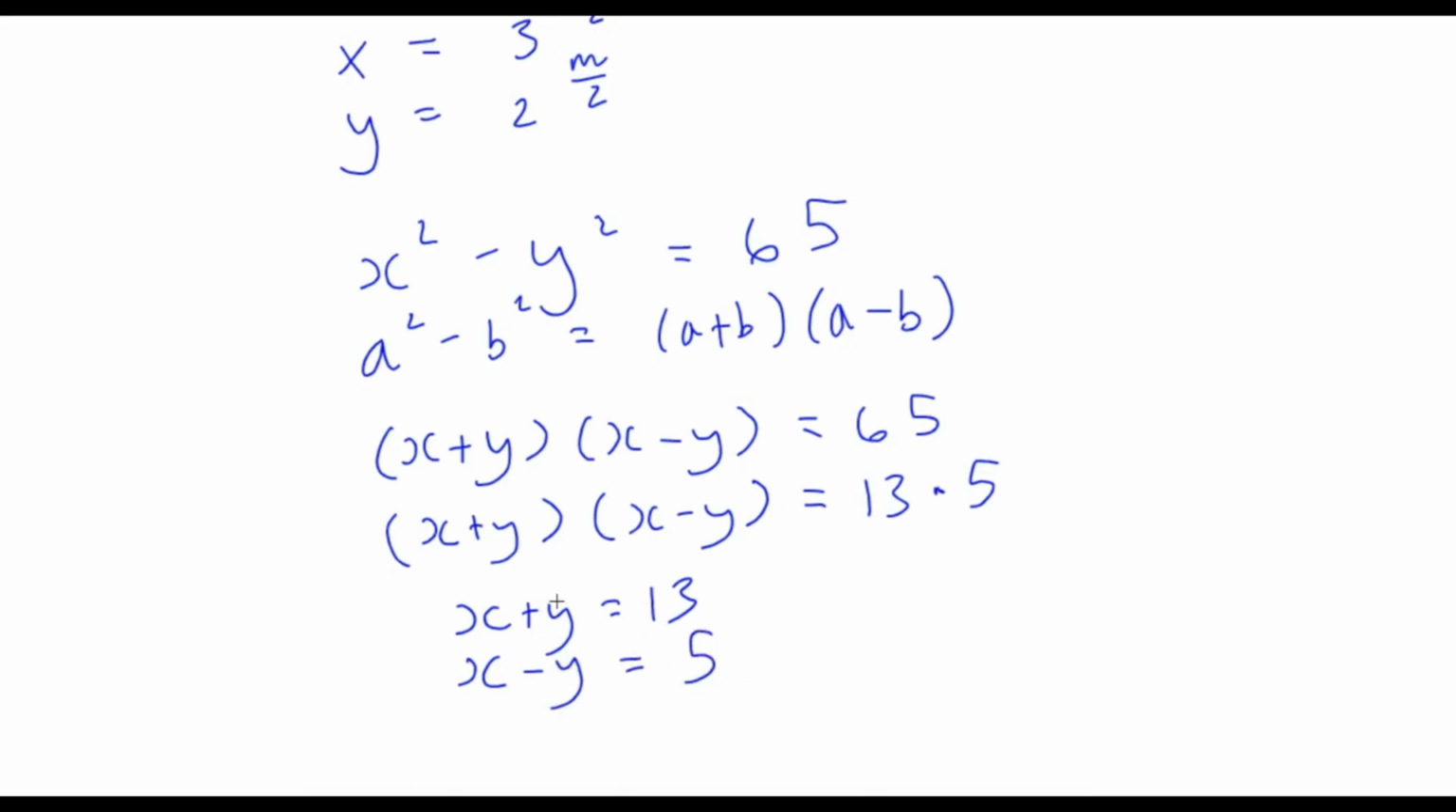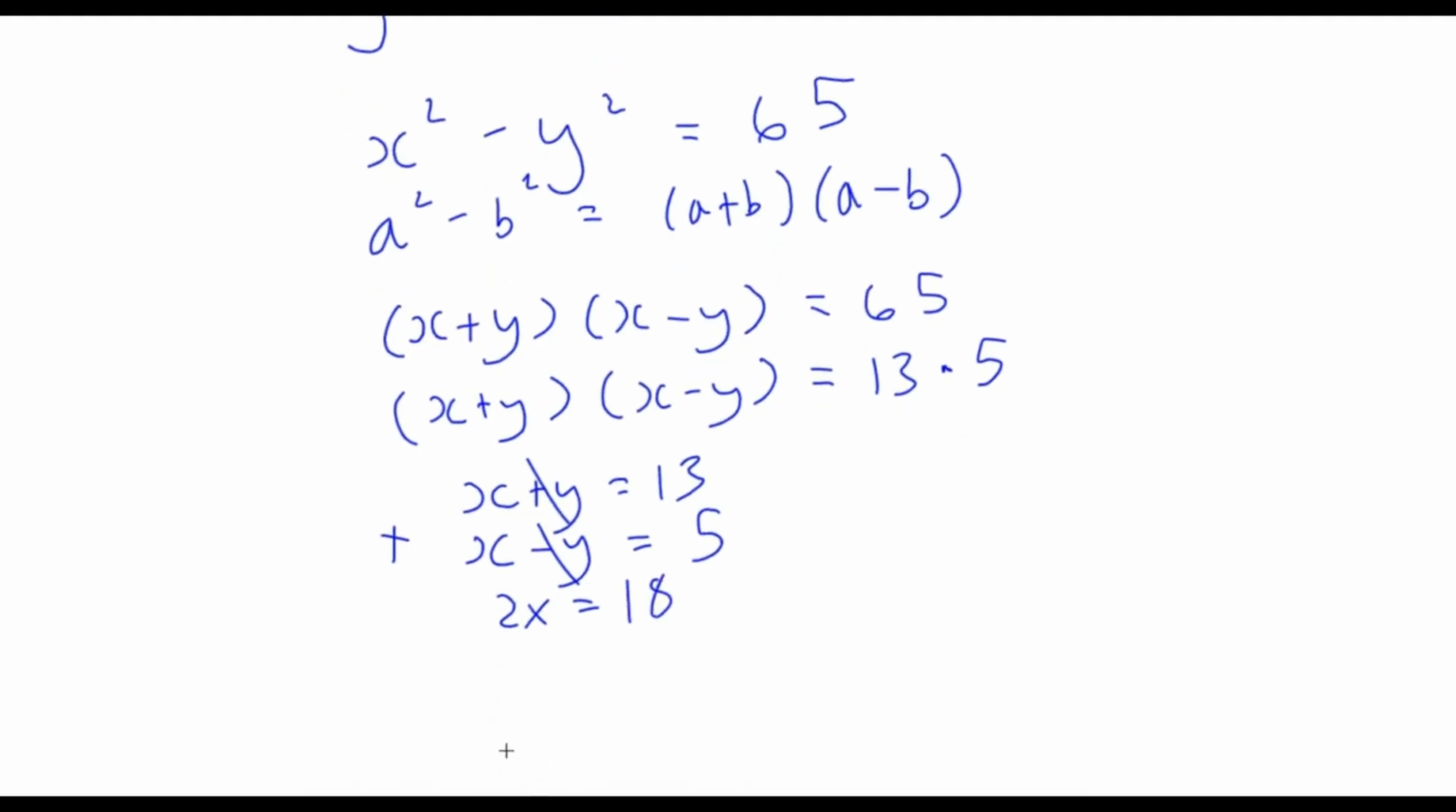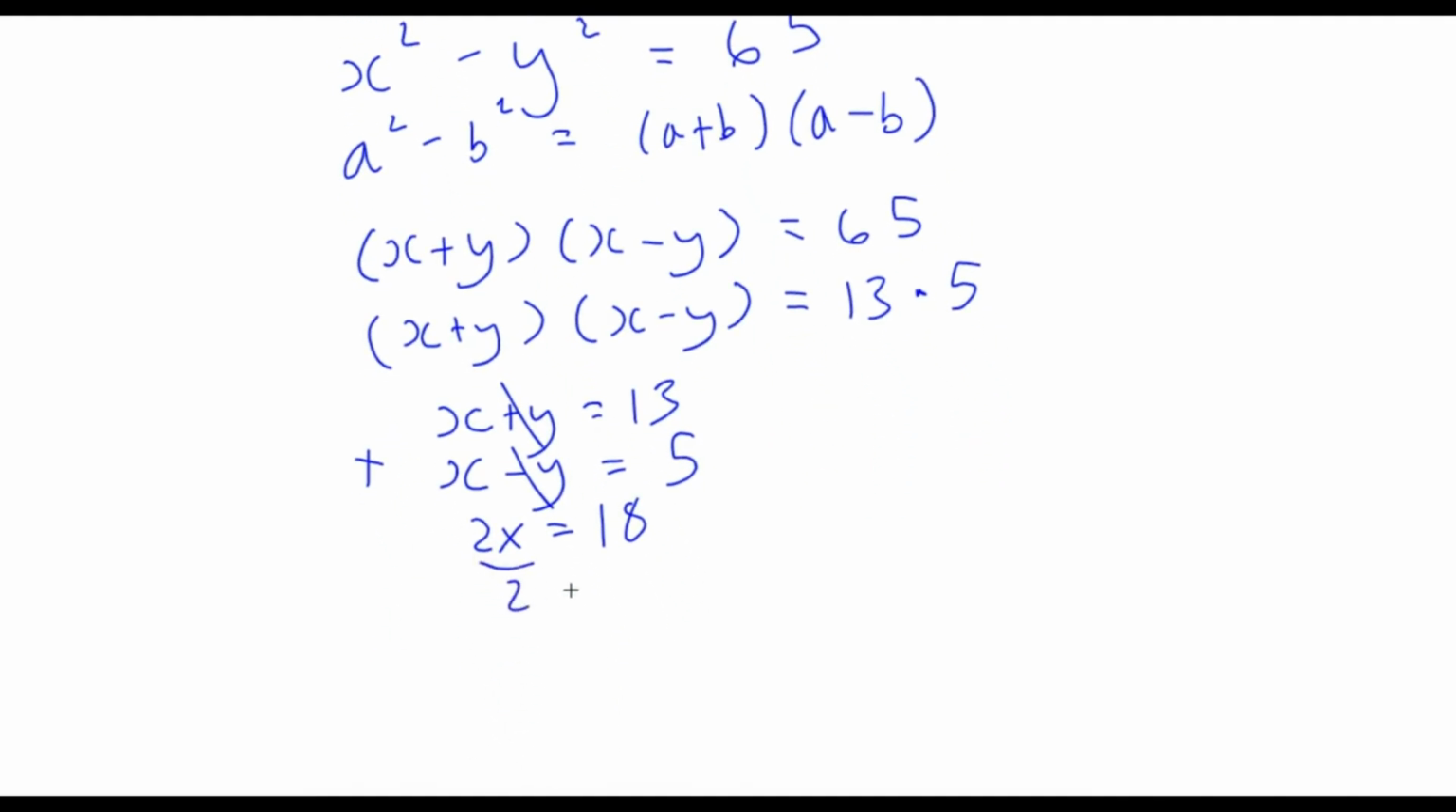So this is essentially a system of equations. If we add these two equations together, we'll cancel these two out, and we get 2x is equal to 13 plus 5, which is 18. Now if we divide both sides by 2, these two cancel out, and we are left with x is equal to 18 divided by 2, which is 9. So our value for x is 9.